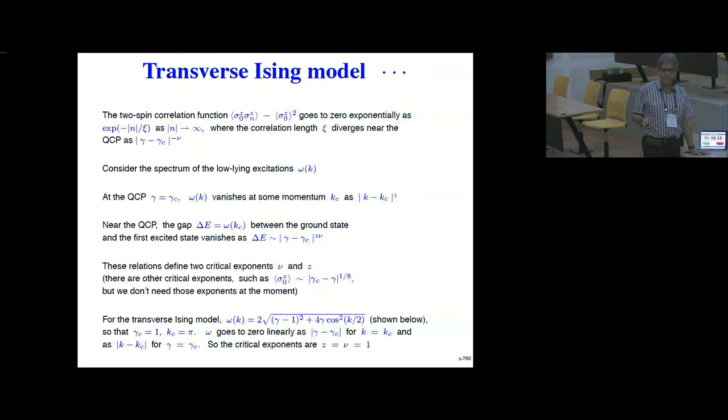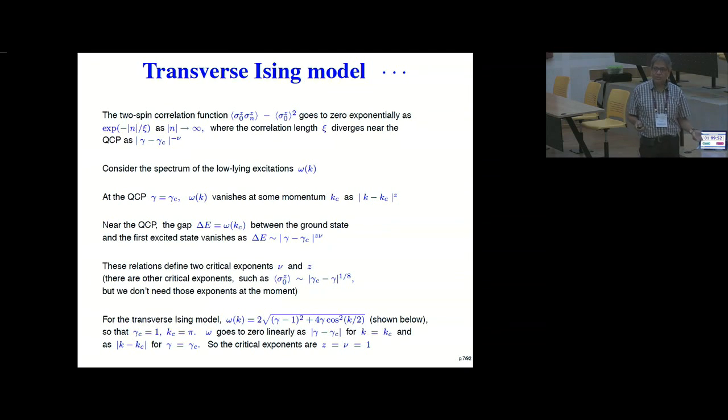Now for the transverse field Ising model, it turns out that this omega is known exactly, and we'll actually go through the solution of this. How do we know this omega exactly? And this is the formula for it. And from this you can read off that the critical value of gamma is 1 and Kc is pi. That's where omega is 0.